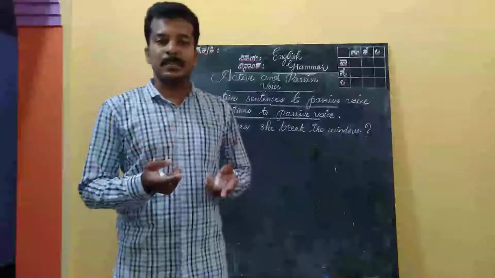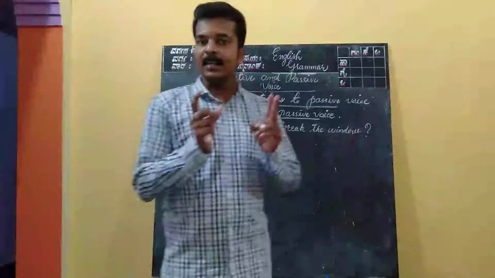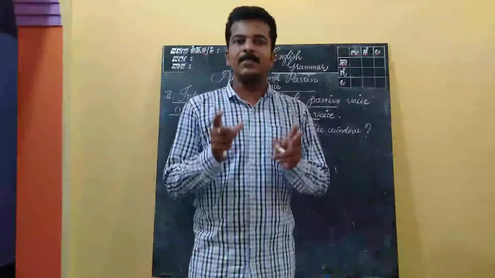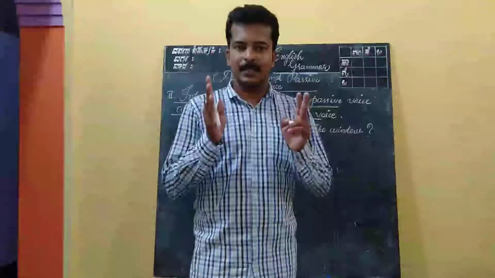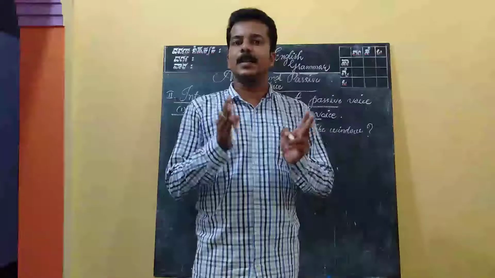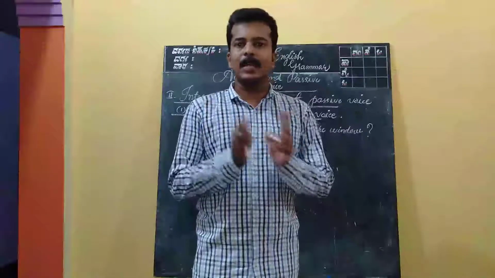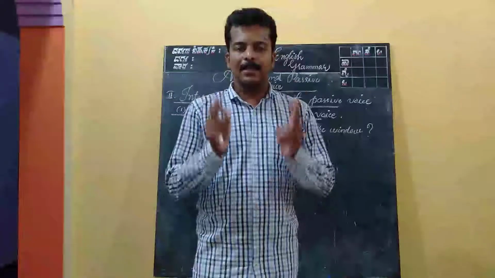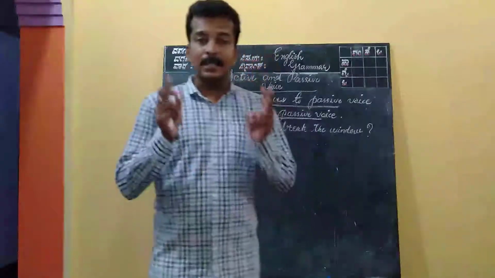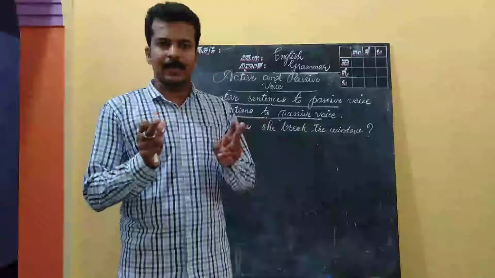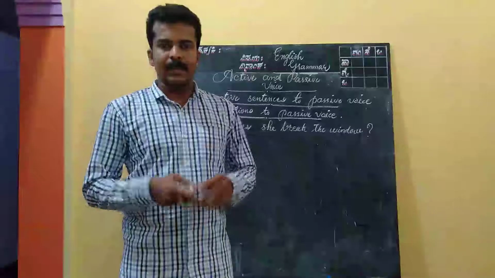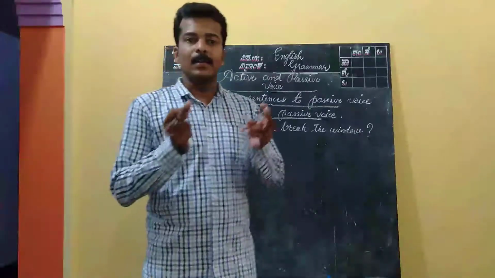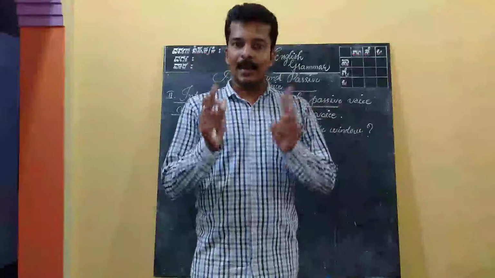Active voice in the sense subject does something. In active voice, subject does something. You know very well, every sentence has a subject, verb part and the object part, or subject and the predicate part. So active voice in the sense the subject does something. For example, I write a letter. In the same manner, Rama killed Ravana.